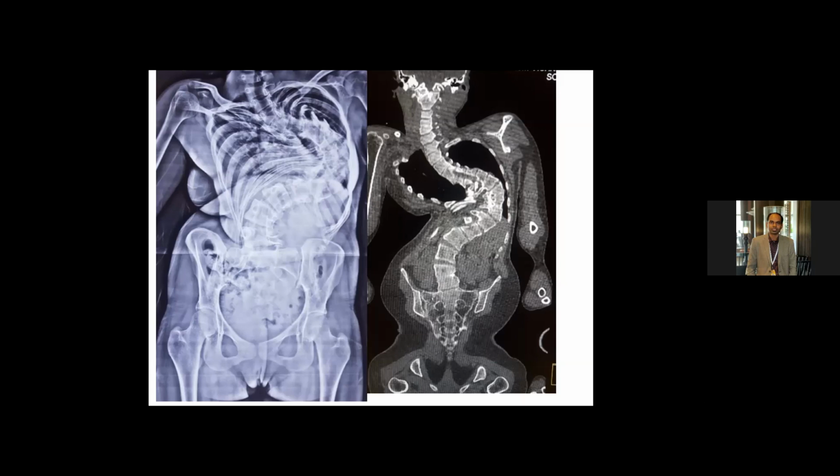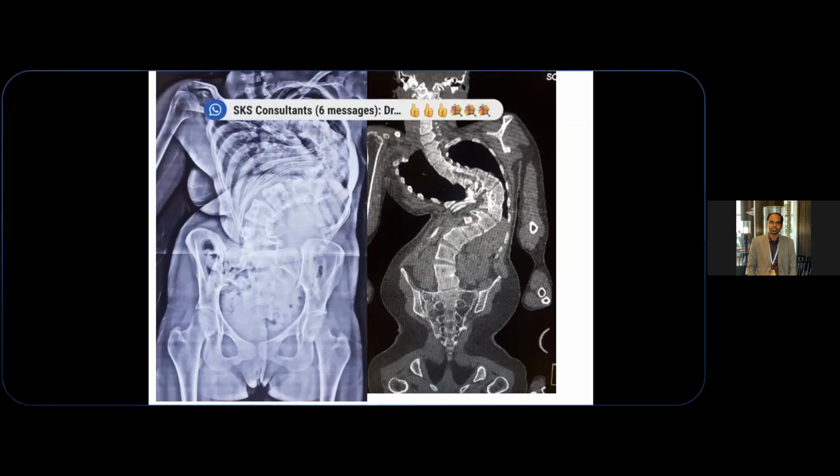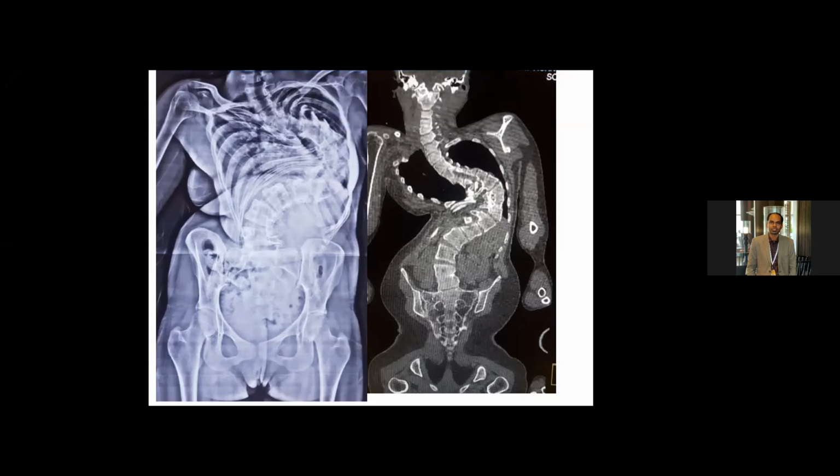Yes, Ram, hello. You can comment and then give your opinion. What about the MRI of this patient? The MRI picture showed no cord anomalies. Okay, no cord anomaly.